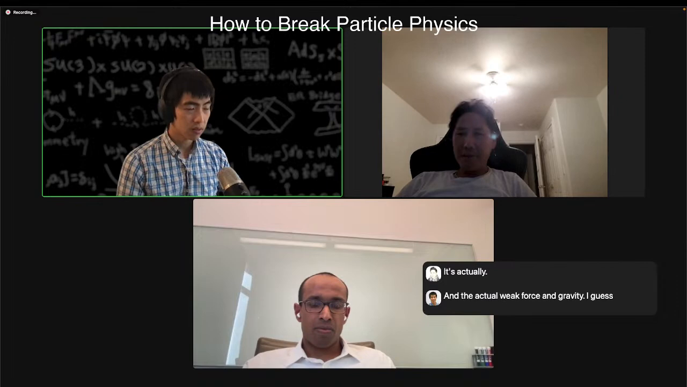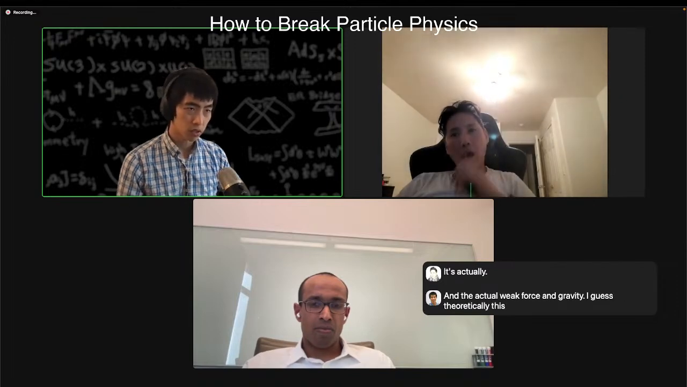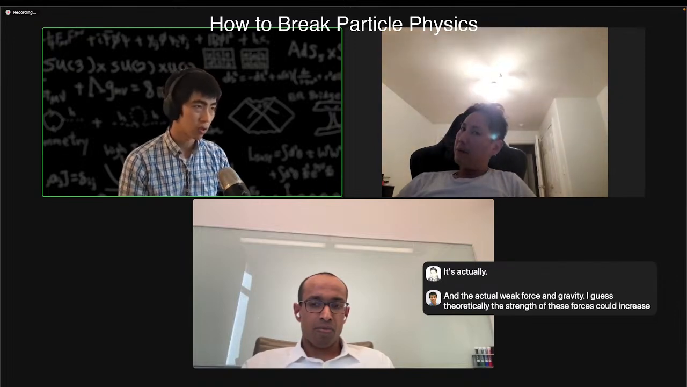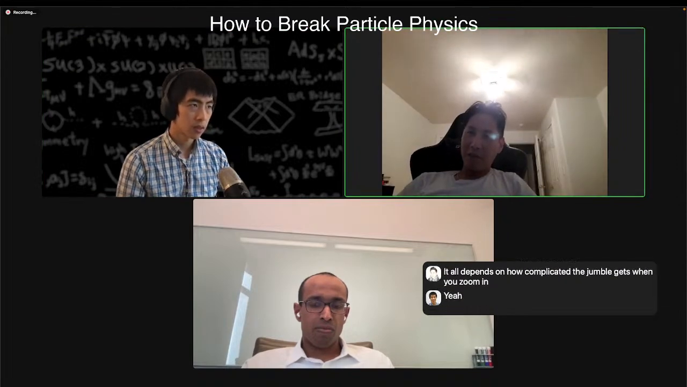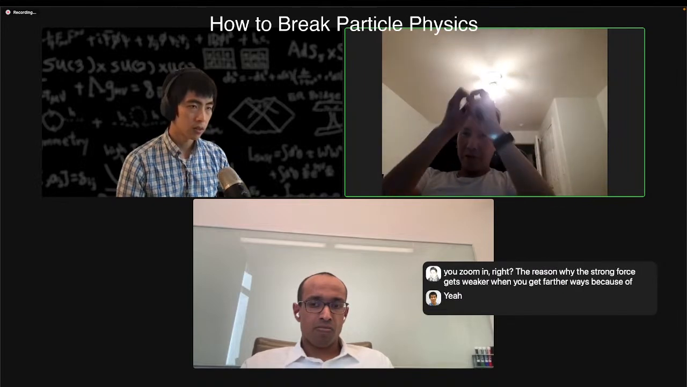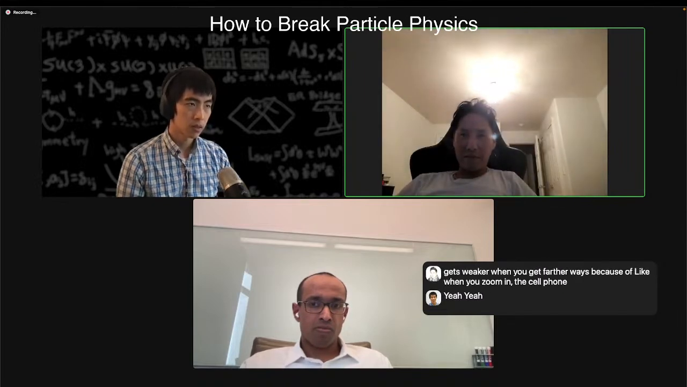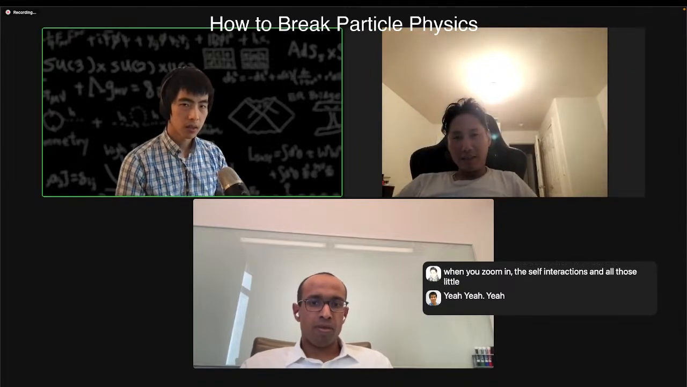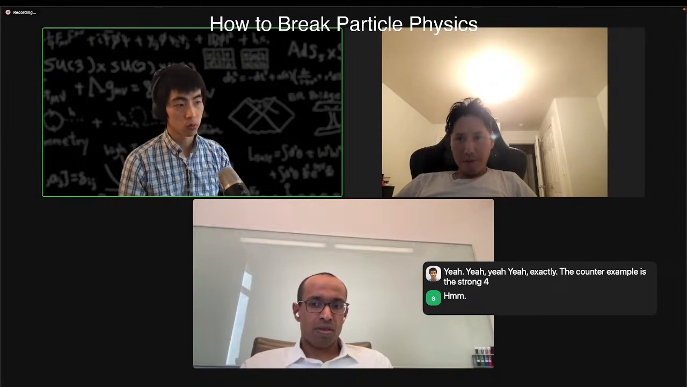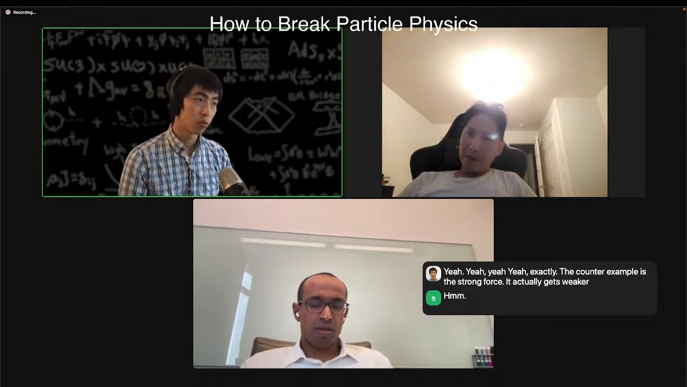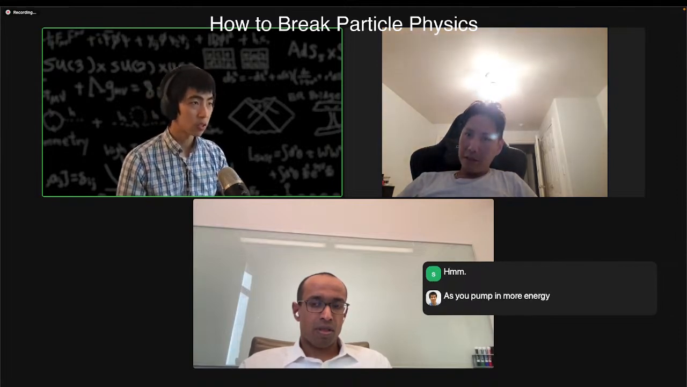I guess theoretically the strength of these forces could increase or decrease as you increase energy. It all depends on how complicated the jumble gets when you zoom in, right? The reason why the strong force gets weaker when you get farther away is because, when you zoom in, the self interactions of all those little pairwise simple components. Exactly. The counter example is the strong force. It actually gets weaker as you pump in more energy, which is very strange.